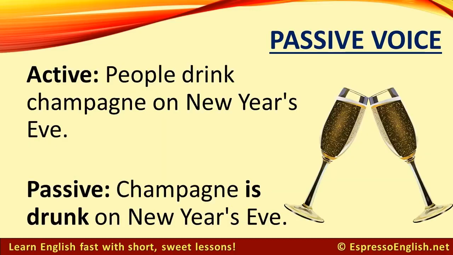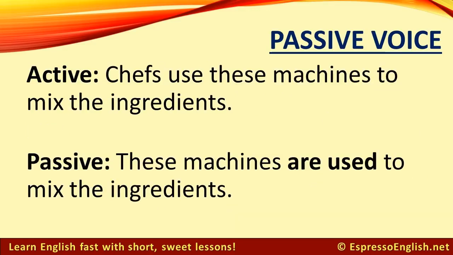Active: People drink champagne on New Year's Eve. Passive: Champagne is drunk on New Year's Eve. Active: Chefs use these machines to mix the ingredients. Passive: These machines are used to mix the ingredients.